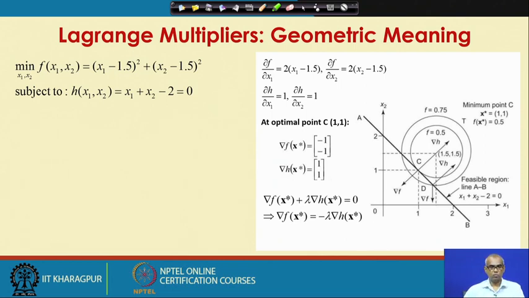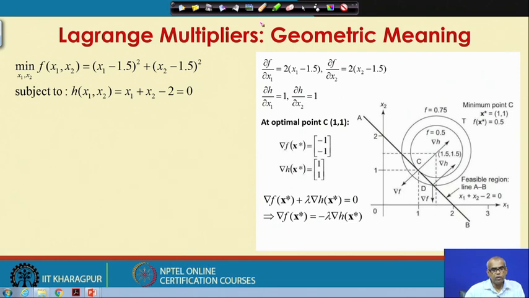So, now let us talk about the geometric meaning or geometric interpretation of Lagrange multipliers. We will explain this with the help of an example. The example we take is an objective function with two variables, and there is a single equality constraint. Also, the equality constraint is linear.